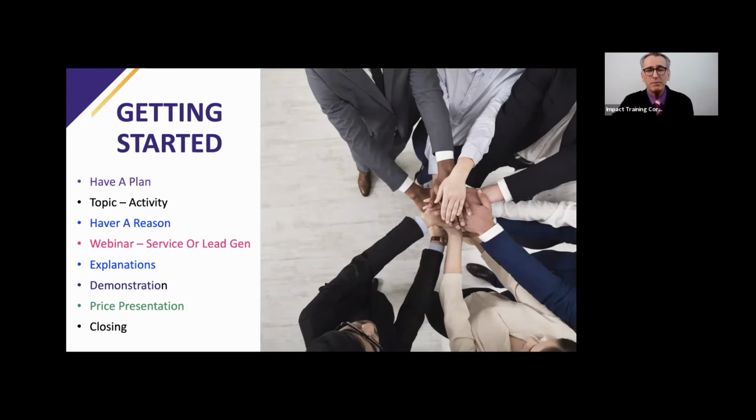So the number one thing that needs to take place is having a plan or a topic or an activity that you actually are clear on what your outcome will be. If you write notes down, we need to make sure that we have a plan, you have the topic or activity, and also have a reason for doing it. Always start with the end in mind.